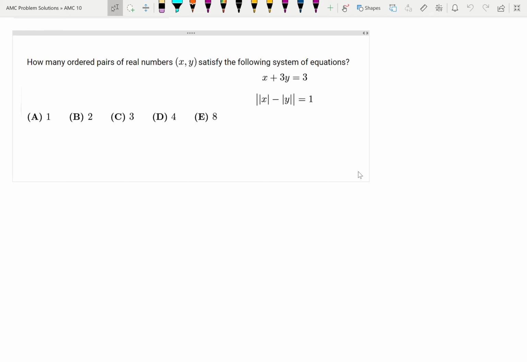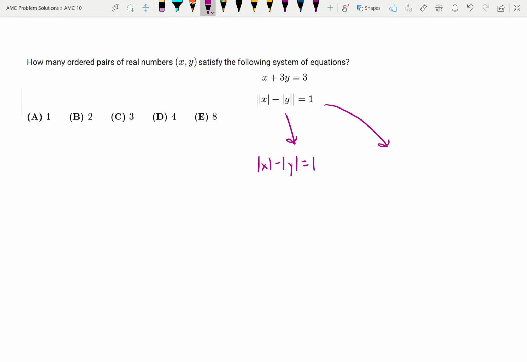How many ordered pairs of real numbers, x, y, satisfy the following system of equations? So first, I'm going to rewrite this one as two equations. It's true that absolute value of x minus absolute value of y could equal 1, or that could equal -1.